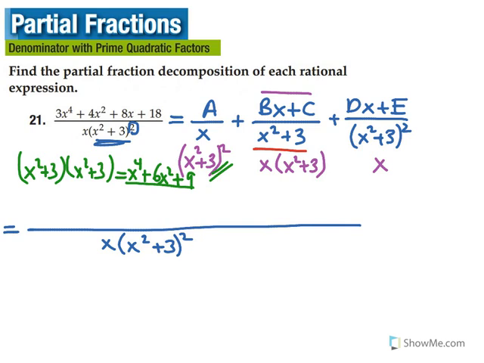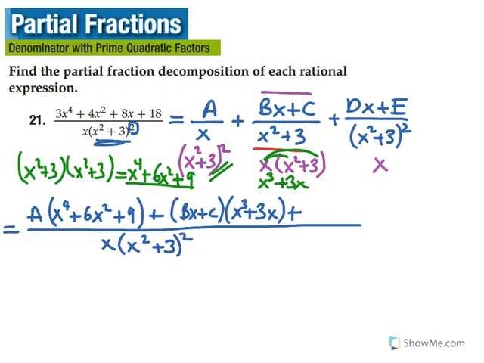So I'm going to use this to multiply with a. So it will be a times x to the power 4 plus 6 times x squared plus 9, and of course plus. Now for b, I have to write x cubed plus 3x here when I expand the brackets, and then I should multiply bx plus c with x cubed plus 3x. So it will be bx plus c times x cubed plus 3x. And for the dx plus e, I will just multiply it by x, so it will be dx squared plus ex.